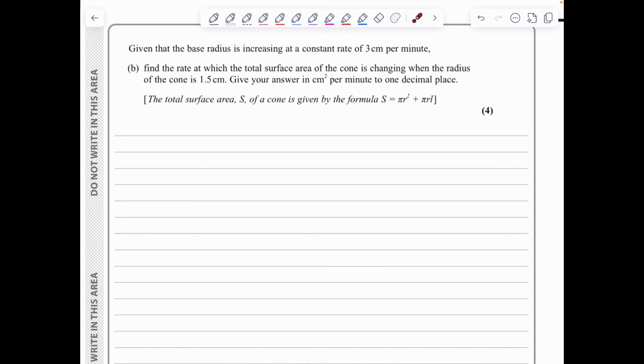We are then told that the base radius is increasing at a constant rate of 3 centimeters per minute, and we need to find the rate at which the total surface area is changing when the radius is 1.5 centimeters. We are given the formula here for the total surface area of the cone. It's the base area plus the curved surface area. So starting with this expression, the first thing to do is replace L with the expression we obtained from part A. So plus pi r times (r squared + 25) to the power of a half.